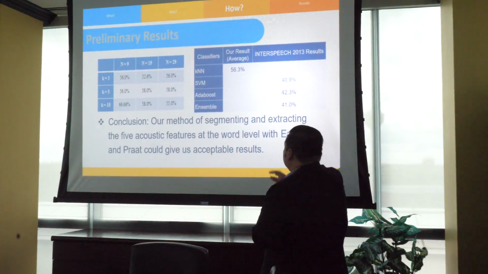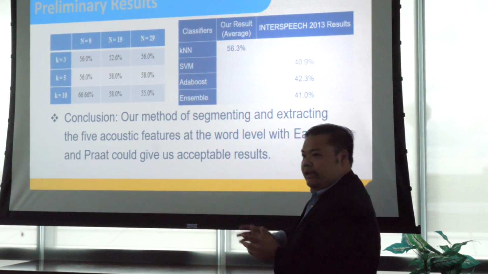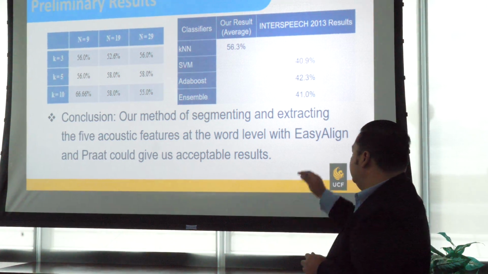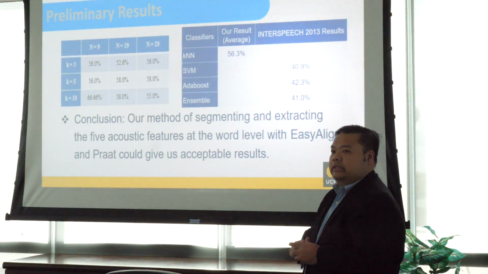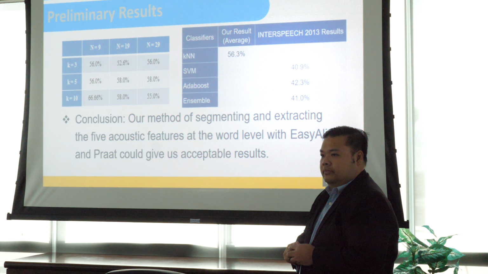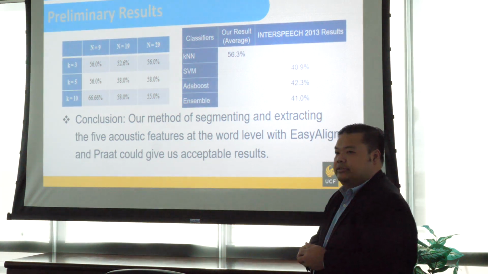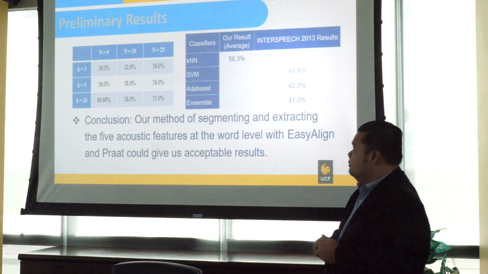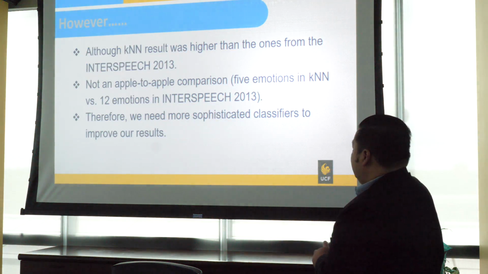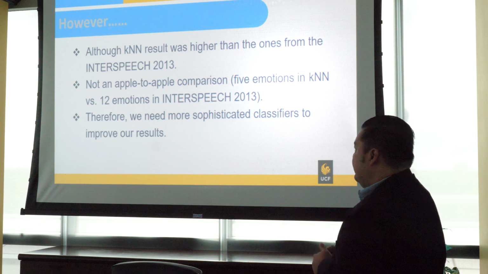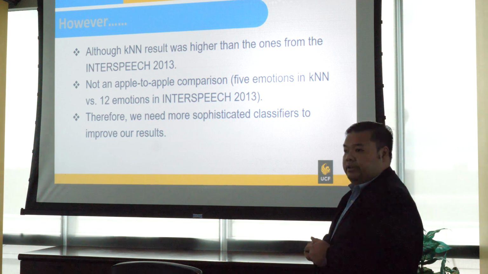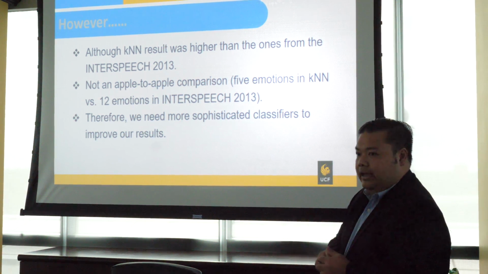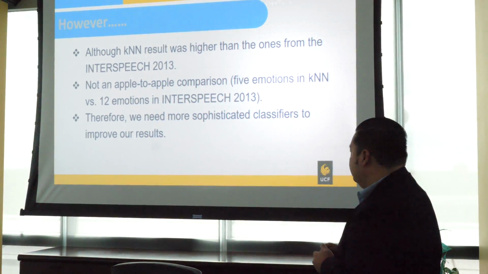And from this result, we guess, okay, maybe we can start working with the 5 acoustic features, using EasyAlign and word level segmentation. So maybe that's the research path that we want to take. Next, please. Even though, like I mentioned before, the KNN result was higher than the ones from Interspeech, again, it's not an apples-to-apples comparison, because KNN only works with 5 emotions and Interspeech works with 12.